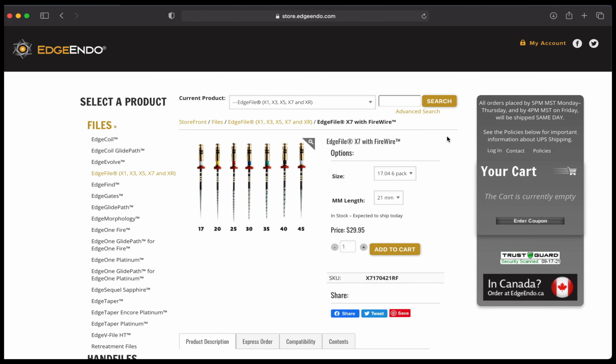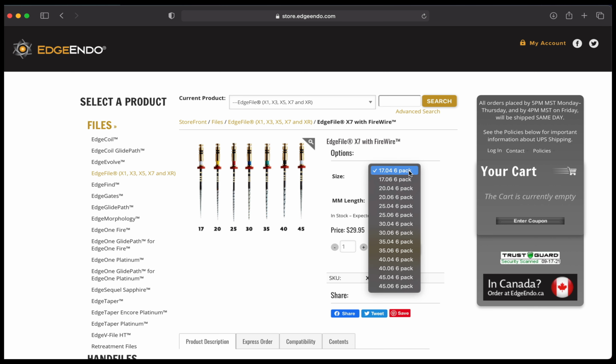His heat treatment is called Firewire. They actually are very flexible files, and he doesn't have a 15 file. His smallest file is a 17, but you can see here you can get an entire assortment of files that function very, very similarly to the Vortex Blue files, and they're equally as flexible, arguably even more flexible. They come in the whole assortment of lengths, 21, 25, and instead of 30, they come in a 29 length. And they have them in 04 and 06 taper.